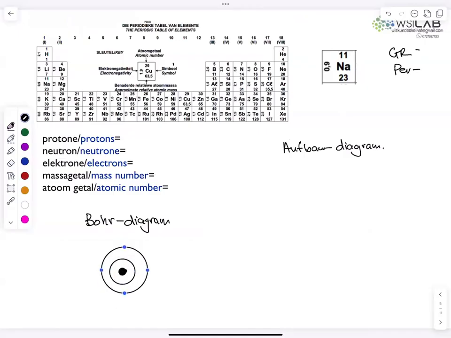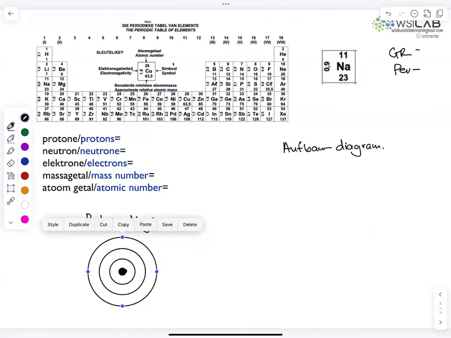Duplicate, make the next one bigger. Because there's my Bohr diagram. So the first one, I can only have 2 electrons. 1, 2. Okay, how many electrons, by the way?